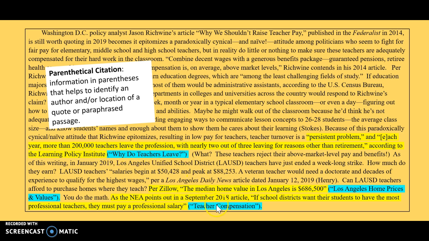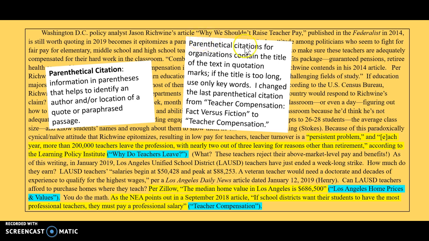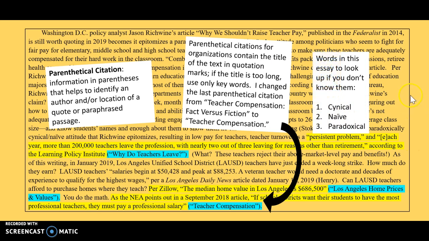And these are parenthetical citations here that we see in parentheses. Parenthetical citations for organizations contain the title of the text in quotation marks. If the title is too long, use only keywords. I changed the last parenthetical citation from teacher compensation, fact versus fiction, to teacher compensation. And here it is here. And a word of advice, you must understand what you read. Words in this essay to look up if you don't know them are 1, cynical, 2, naive, and 3, paradoxical.